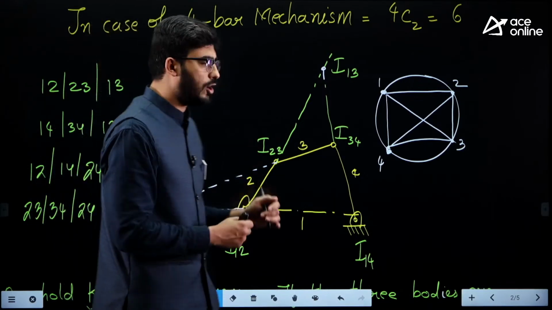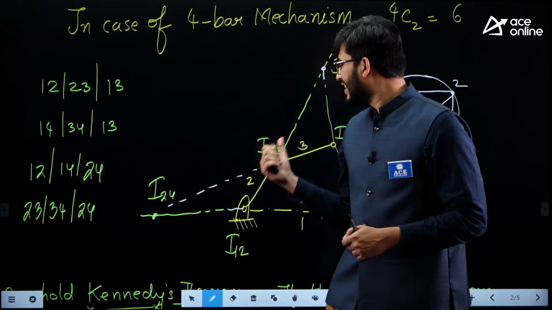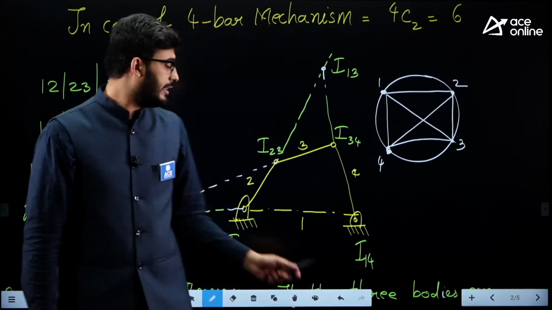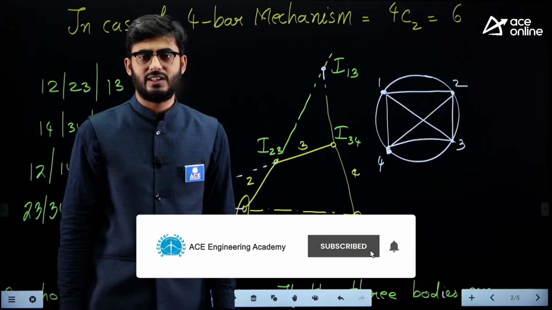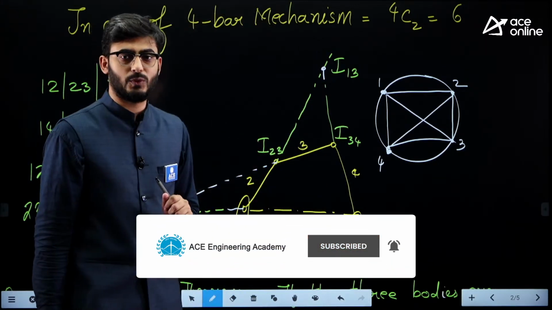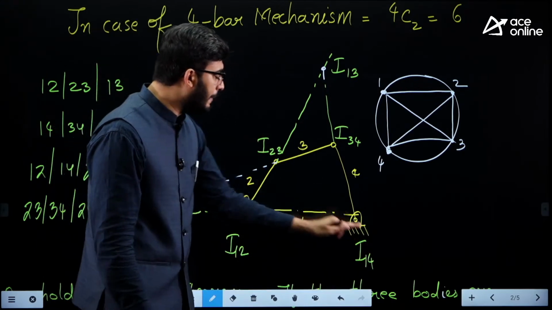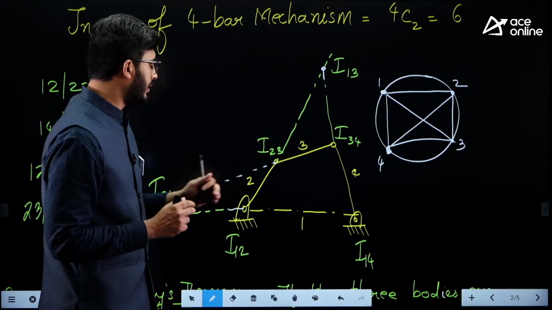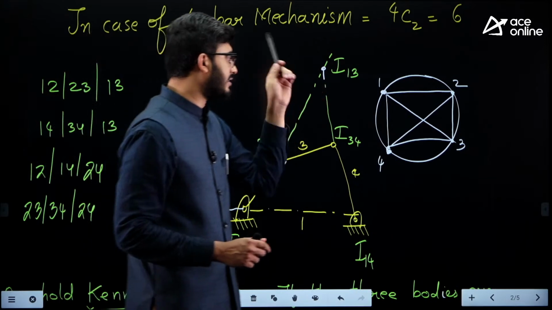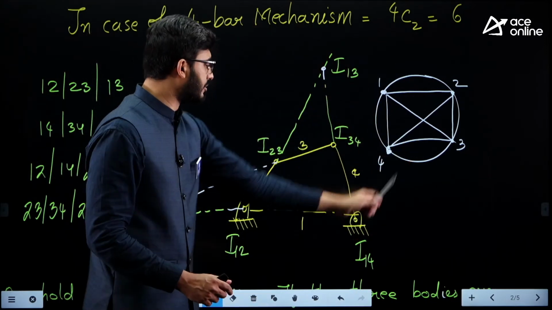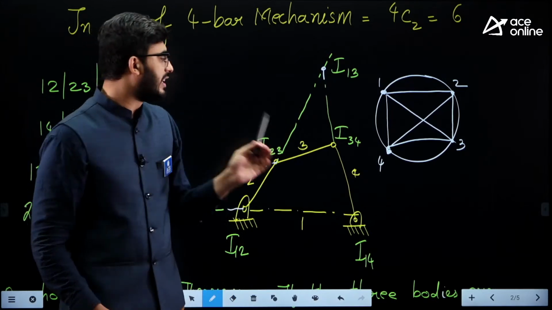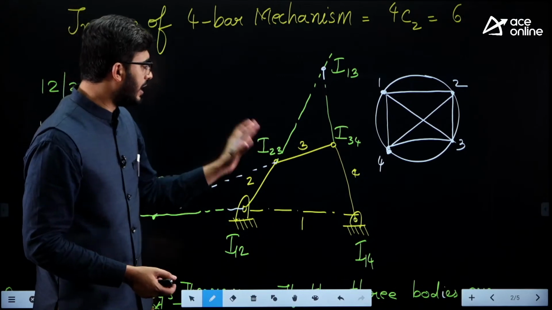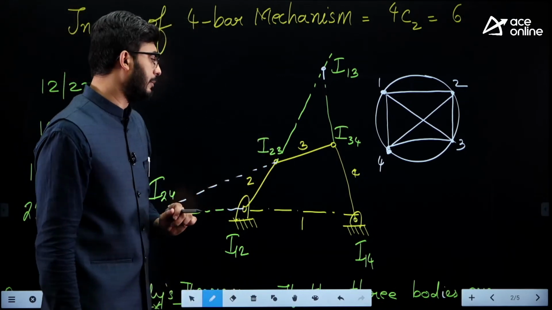The link 3, or the coupler link, will be undergoing general plane motion, whereas the output link and the input link will be undergoing angular motion. Here we need to understand that I12 and I14 will be the permanent centers, whatever the configuration be, whereas I13 will be roaming in this space. Where it may lie is decided on the basis of configuration. So here link 3 is in general plane motion.